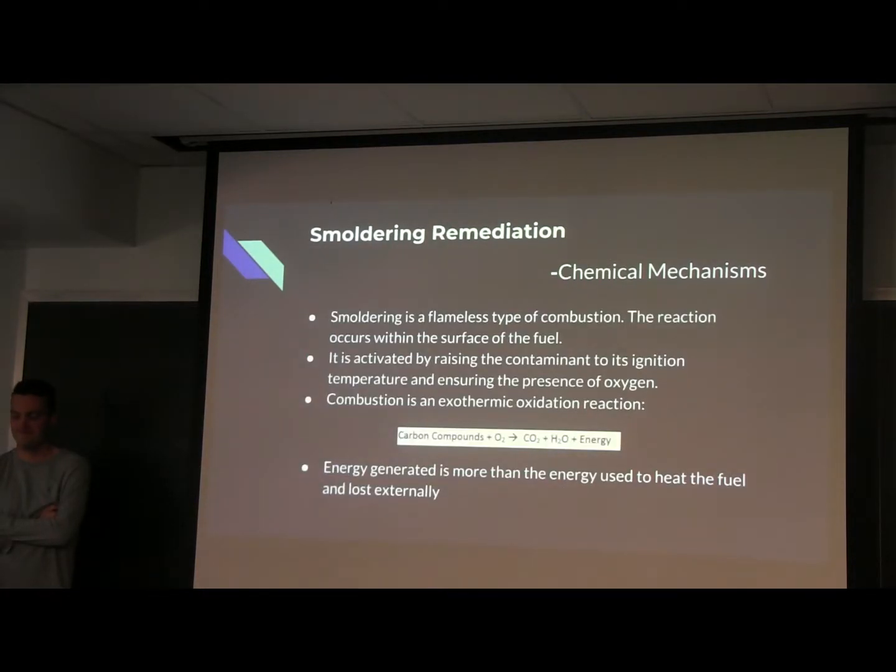And the chemical mechanism is that smoldering is a flameless type of combustion. The reaction occurs on the surface of the fuel. It's activated by raising the contaminants to their ignition temperature and ensuring the presence of oxygen. The reaction is an exothermic oxidation reaction. It happens when carbon compounds and oxygen come together to produce carbon dioxide, water, and energy. The energy generated is more than the energy used to heat the fuel and lost externally. So smoldering remediation is also called a self-sustaining reaction.